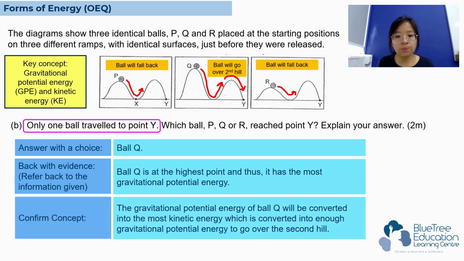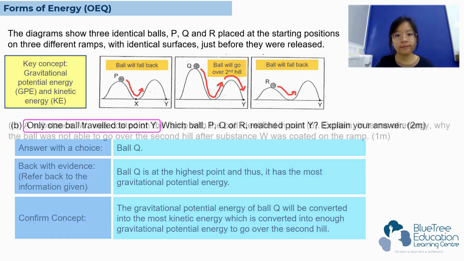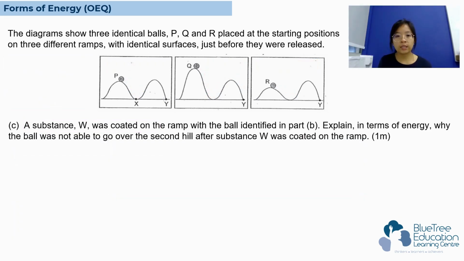So the gravitational potential energy of Q will be converted to the most kinetic energy, which is converted to the most gravitational potential energy for it to go over the second hill and reach point Y. So this is the end for part B. Let's carry on with our open-ended question.